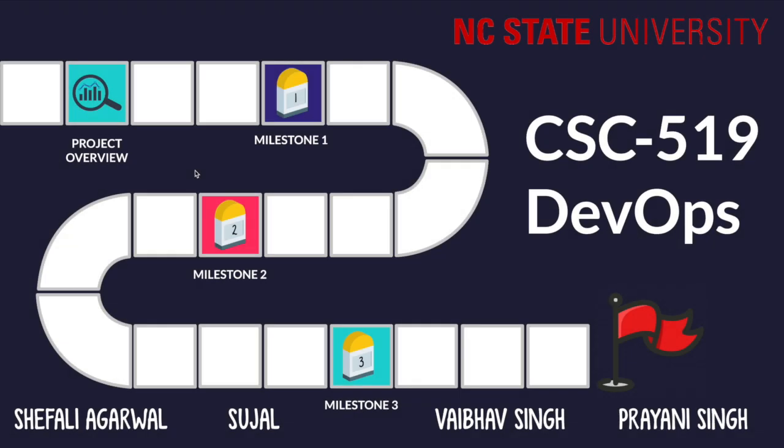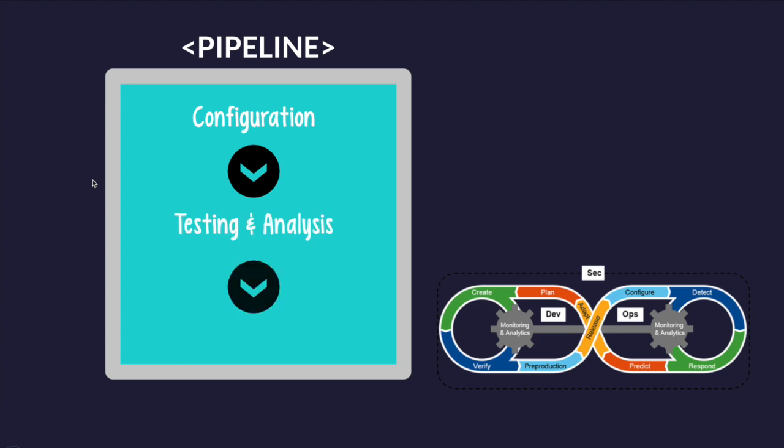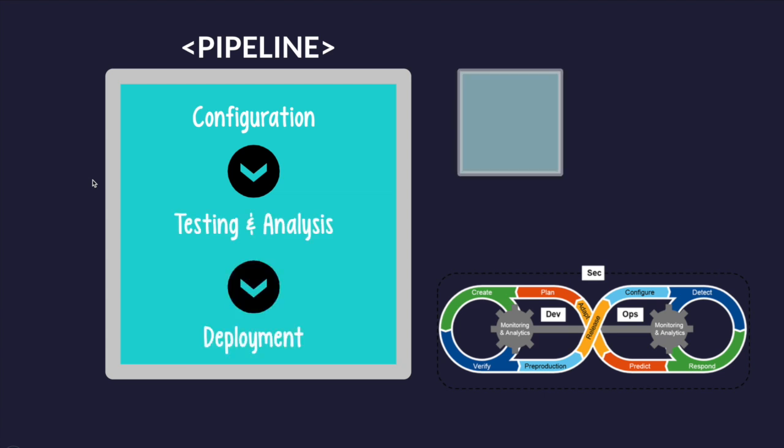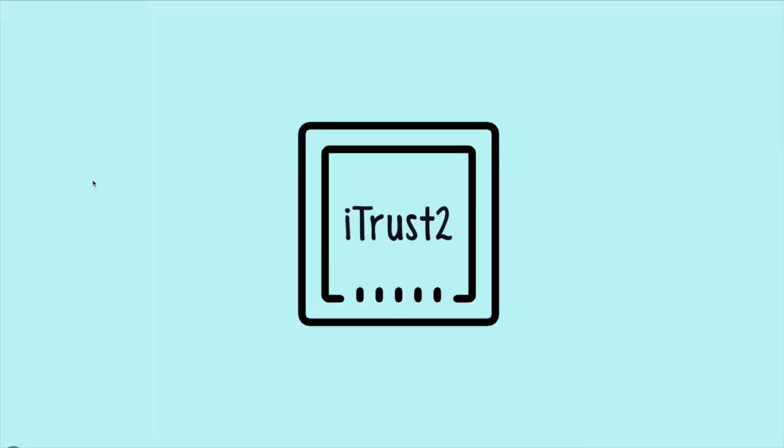Hey there, in this video we will be talking about our automation pipeline which we built for our CSE 519 DevOps project. The three milestones which we worked on include build configuration, testing and analysis, and deployment for two production applications, namely Checkbox and iTrust, Checkbox being a Node.js web application and iTrust being a Java enterprise application.